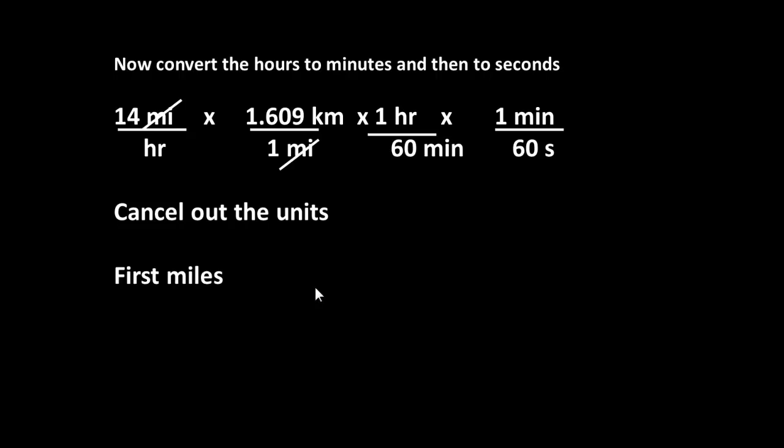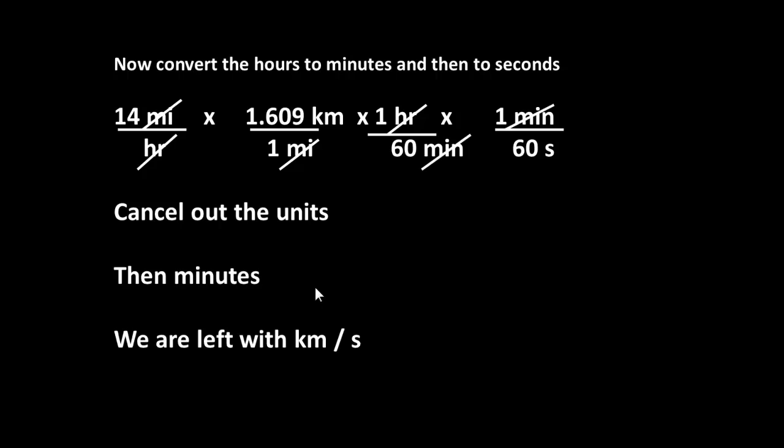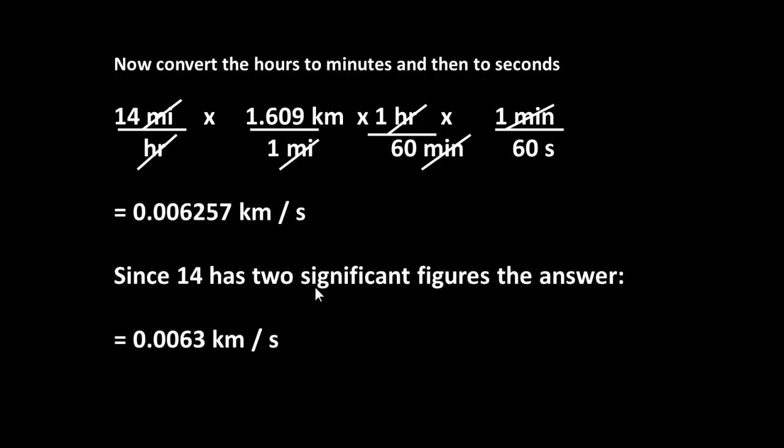Cancel out the units. First the miles, then the hours, then the minutes, and you can see we're left with kilometers per second. And if we want to do the maths, it will come out as 0.0065 kilometers per second. And we started off with 2 significant figures, so we really ought to only take 2 significant figures after the 0, 0.0063 kilometers per second.